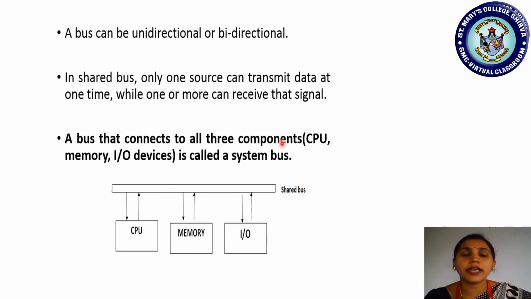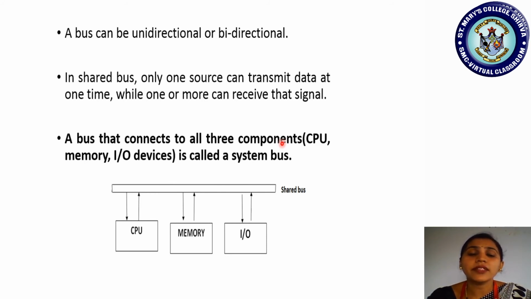Did you all understand? In a shared bus, only one source can transmit data at one time, while one or more can receive that particular signal. A shared bus is where at a time only one source, which could be the memory, an input output device, or the processor, can transmit the data, while one or more can receive that signal.